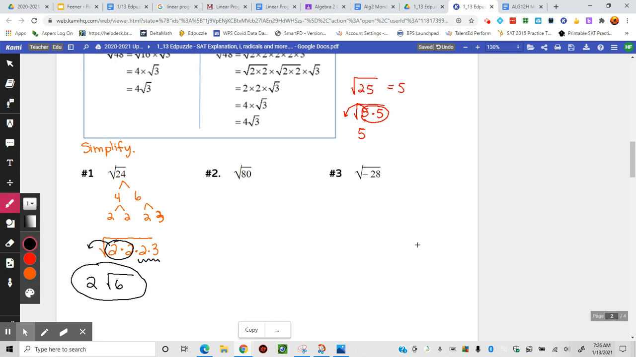Okay, so try the square root of 80. You can break it down as far as you can. 8 times 10. 2 times 5. Now, no matter how you break this down, you will always have that same factors, even if you did 8 times 10 or 2 times 40 and you broke it down that way.